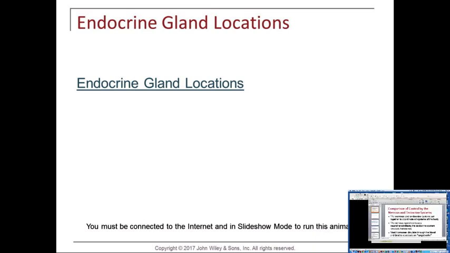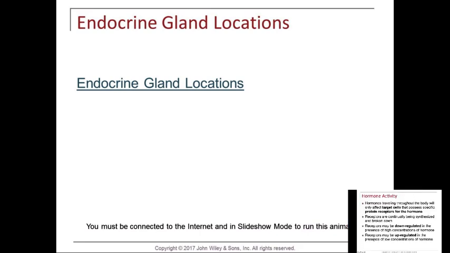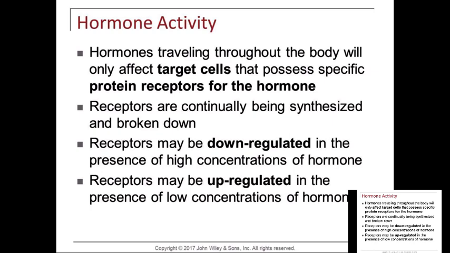Okay, let's go back to the PowerPoint. Hormones traveling through the body will only affect target cells that possess specific protein receptors, right? Thyroid stimulating hormone needs to find the cells that have a receptor specific for that. Receptors are continually being synthesized and broken down, so we call these terms downregulated or upregulated, as the video showed before. Receptors can be downregulated in the presence of a high concentration of a hormone, and upregulated in the presence of low concentration, right?